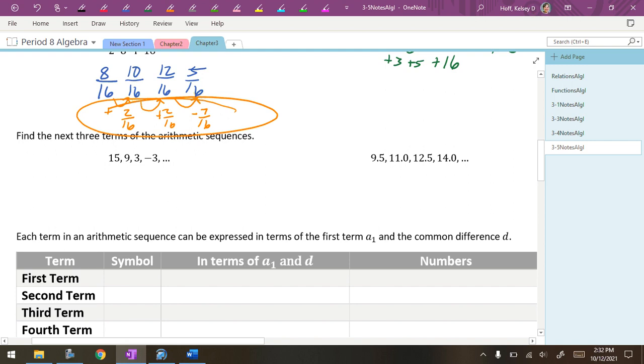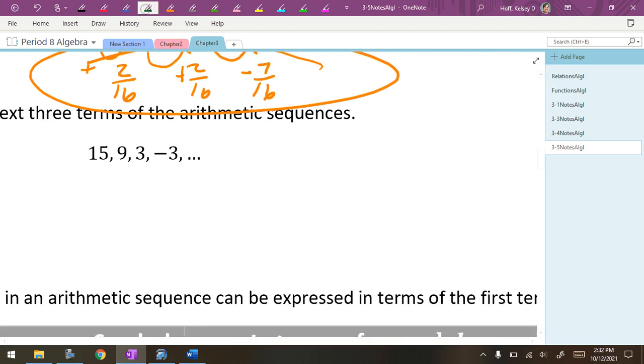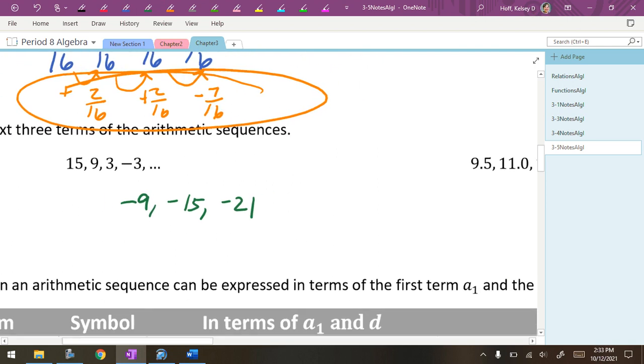All we have to do now is find the next 3 terms of the arithmetic sequence. So they start it for us. 15, 9, 3, -3, -9, -15, -21. What was your pattern? They subtracted 6 every time. Very good.